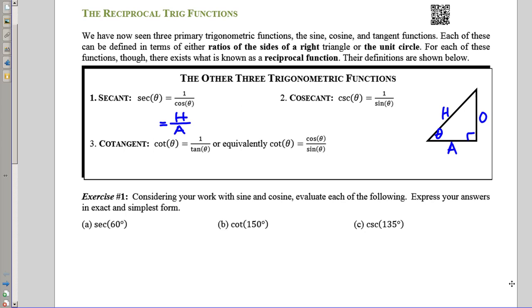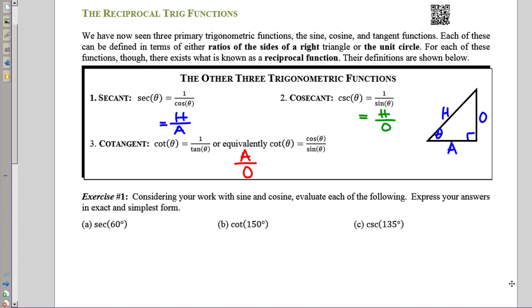The next one is cosecant, and cosecant is the reciprocal of sine. So if sine is opposite over hypotenuse, then cosecant will be hypotenuse over opposite. And then lastly we have cotangent, and cotangent is the reciprocal of tangent. And so tangent is opposite over adjacent. That means that cotangent is adjacent over opposite.